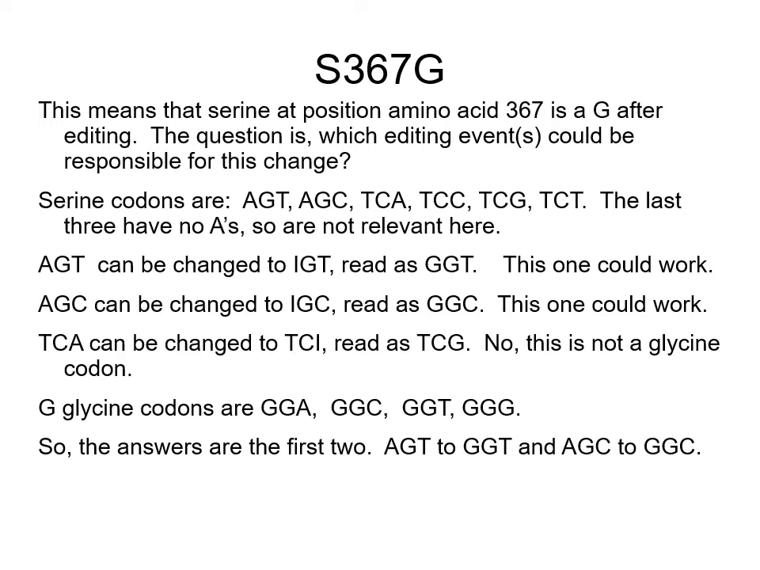AGT can be changed to IGT, read as GGT. Okay, that is in fact a glycine codon if you look at the genetic code. Similarly, AGC can be changed to IGC, read as GGC. This is also a glycine codon, so that one could work also.